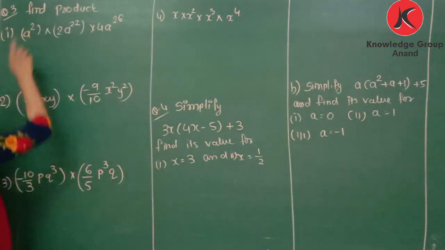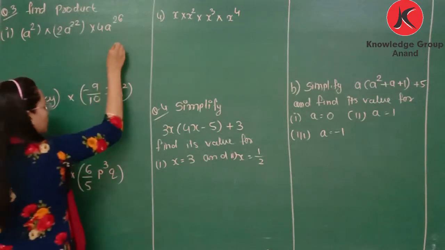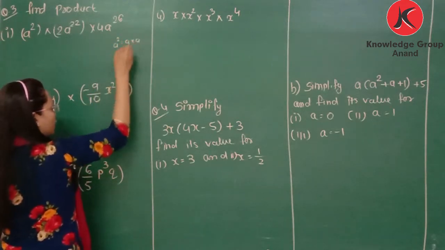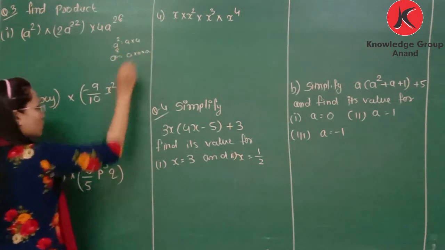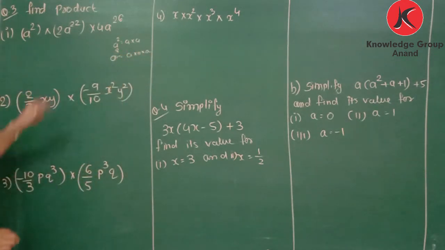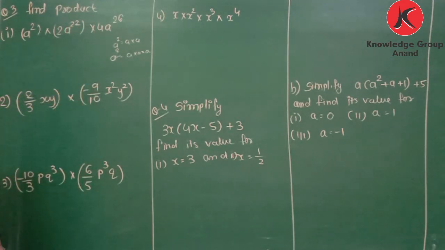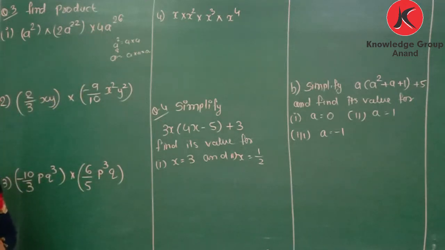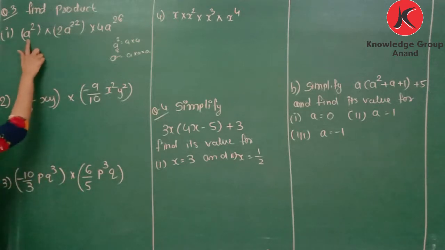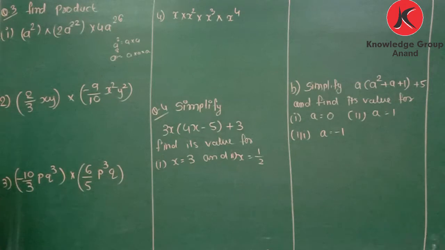Here a square means what? A multiply a. If it is a cube, then it means a multiply a multiply a. If it is a raised to 22, it means a is multiplied 22 times, and here a is multiplied 26 times. So total how many times do we have a? That is 2 times, 22 times and 26 times. It means in a product we need to add the exponents.